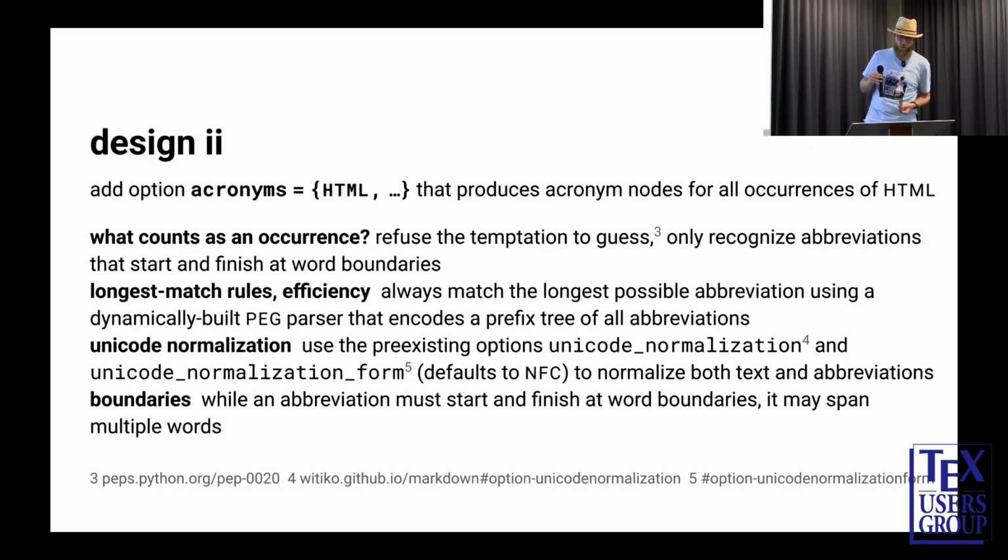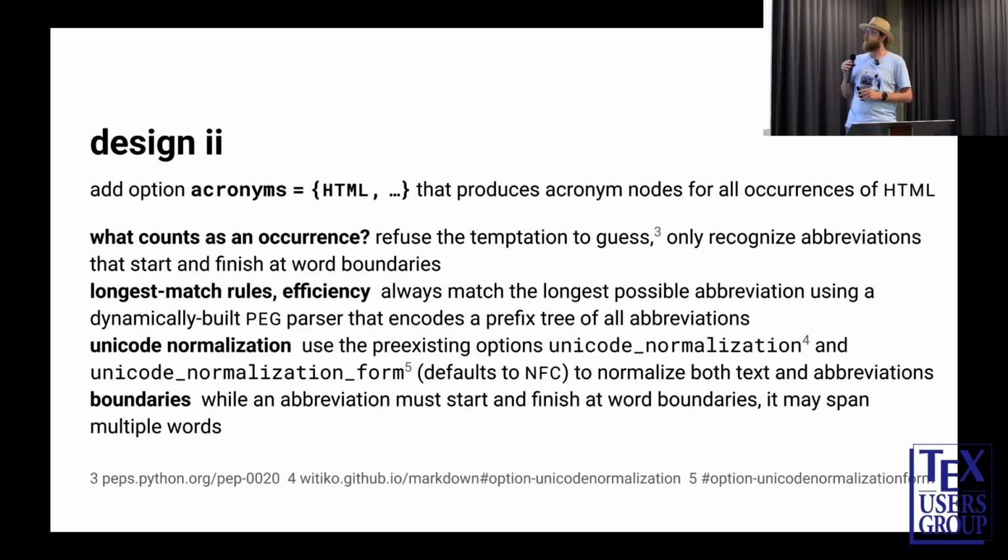And we can answer those questions. So as for the first question, we decided that we should refuse the temptation to guess and have the editors list all the abbreviations explicitly, including the plurals, which is a bit more work, but it also reduces any false positive matches where we actually don't want an abbreviation. So, for example, you would need to explicitly list XHTML, HTML5, APIs, and so on.